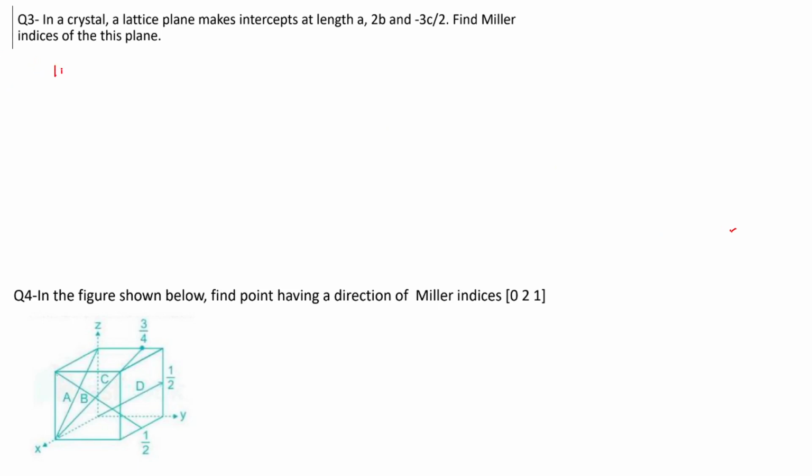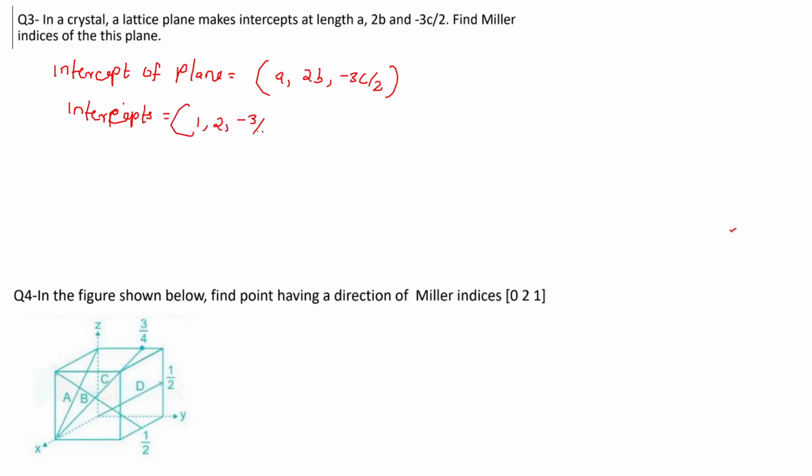Here, what is given? The intercepts of the plane are a, 2b, minus 3c by 2. From that we have to write the intercepts. So the intercepts will be 1, 2, minus 3 by 2.